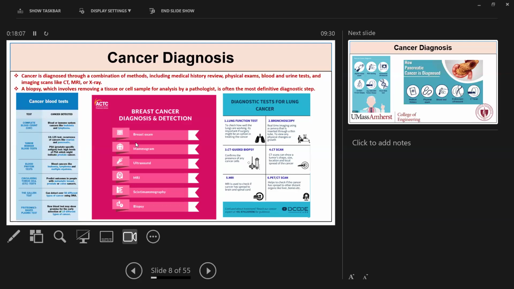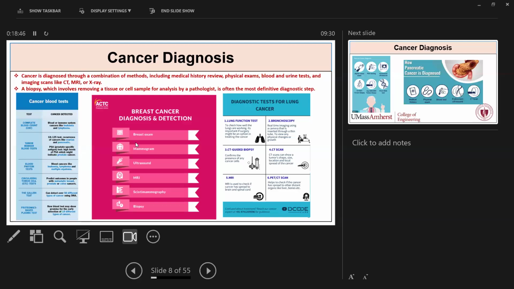Usually they say biopsy, where they remove a tissue or cell sample and send it to a pathologist, and then they will diagnose it step by step and give you a result. So biopsy, again, is an invasive method. And then they do cancer blood tests. What types of blood tests do they do? Different blood count levels, tumor marker blood test, blood protein test, CTC, Galleri, proteomics based plasma test. This is mainly for lung cancer in general.